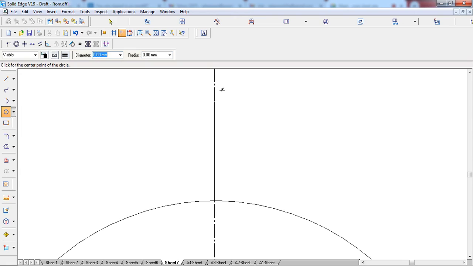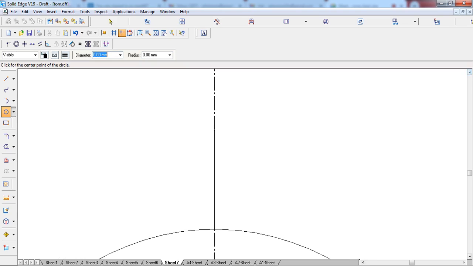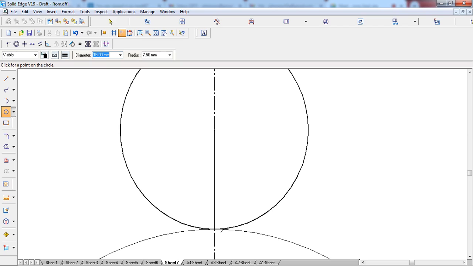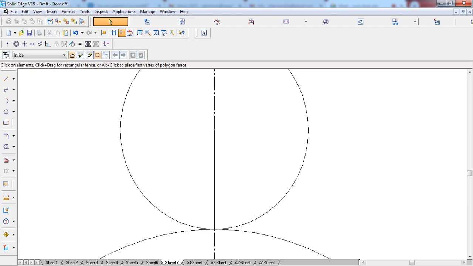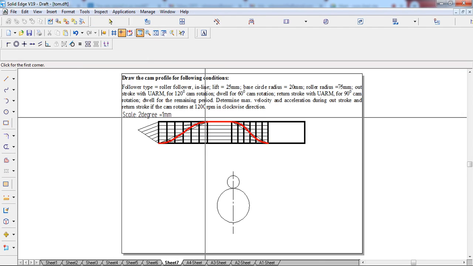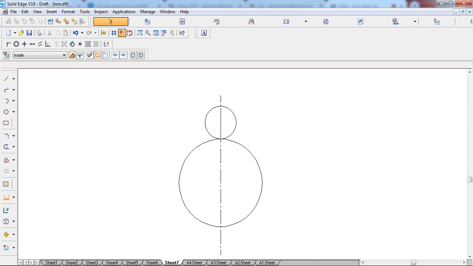So, from here I will draw it. This will be exactly 7.5. Okay. So this roller I will place on the top of this. So, I will be getting a roller like this.